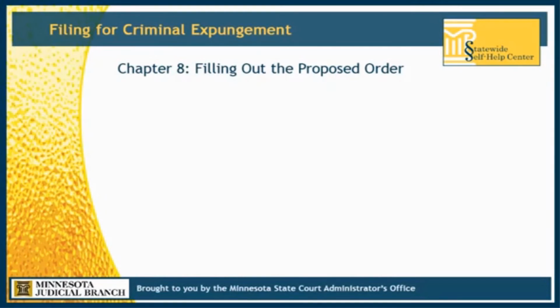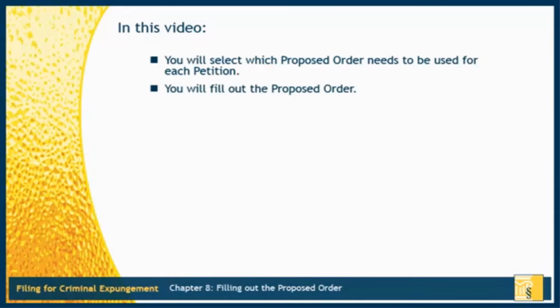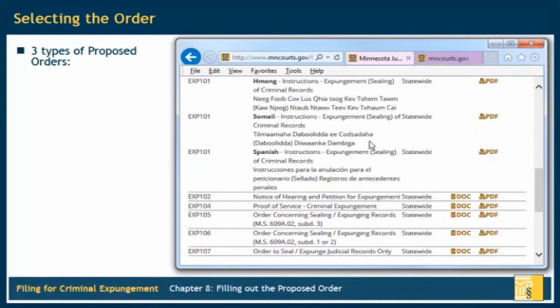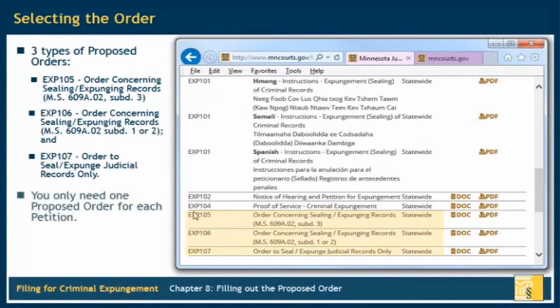Chapter 8. Filling out the proposed order. In this chapter, you will select which proposed order needs to be used for each petition and fill out the proposed order. There are 3 different proposed orders: EXP 105, EXP 106, and EXP 107. You only need one proposed order for each petition.